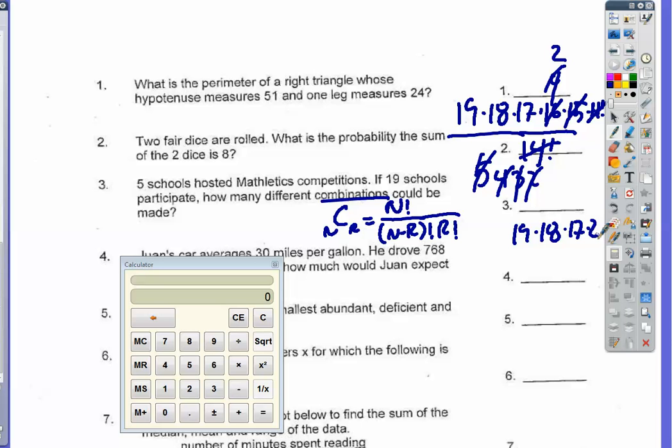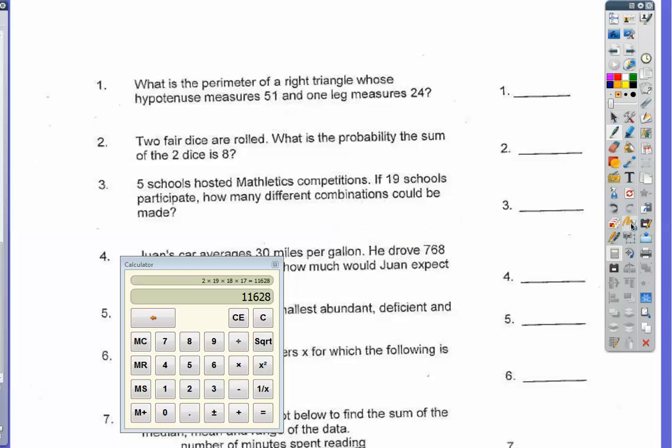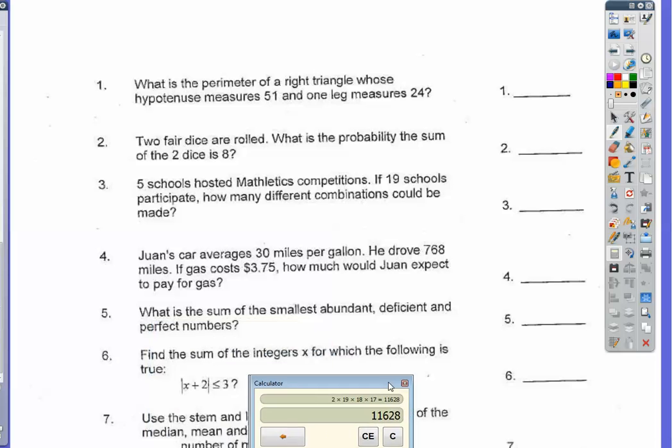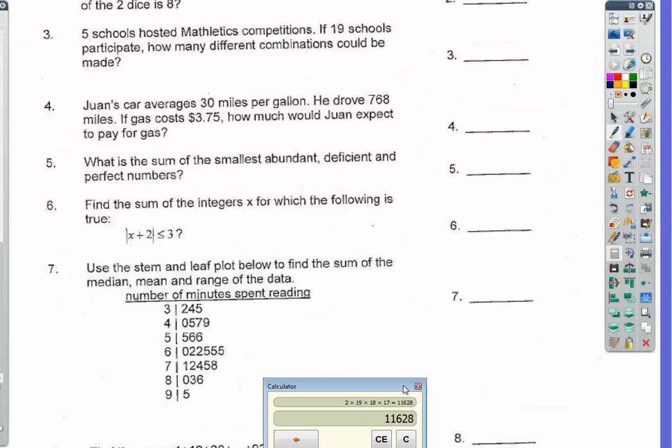So then, 2 times 19 times 18 times 17. I get 11,628, and that's it. Again, the graphing calculator has that under the math button. Highly recommend using that.